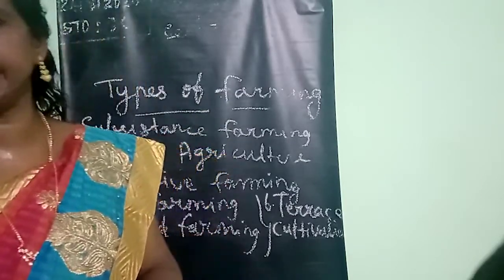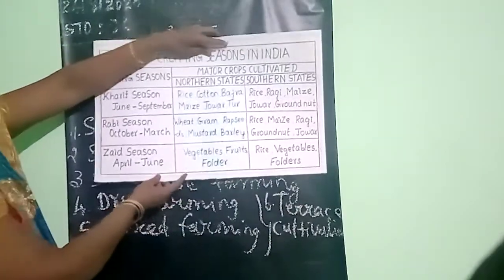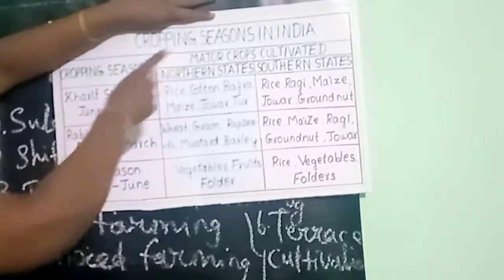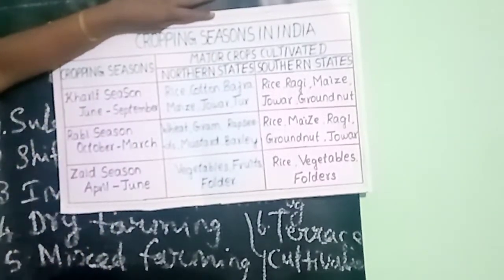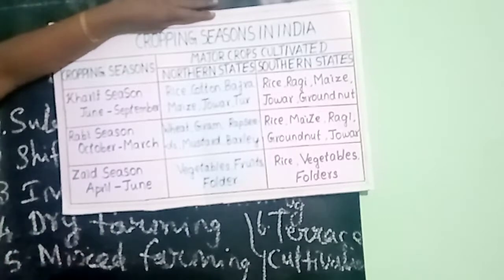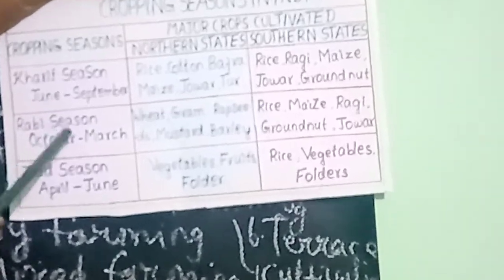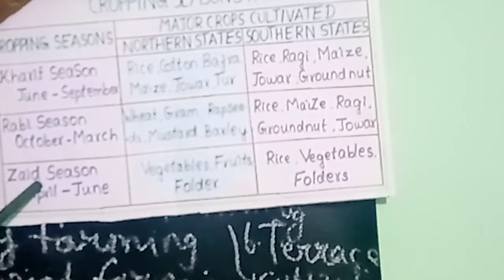Next I am going to teach the different cropping seasons in India. Listen here. There are three main cropping seasons in India. The first one is Kharif season, the second one is Rabi season, and the third one is Zaid season.